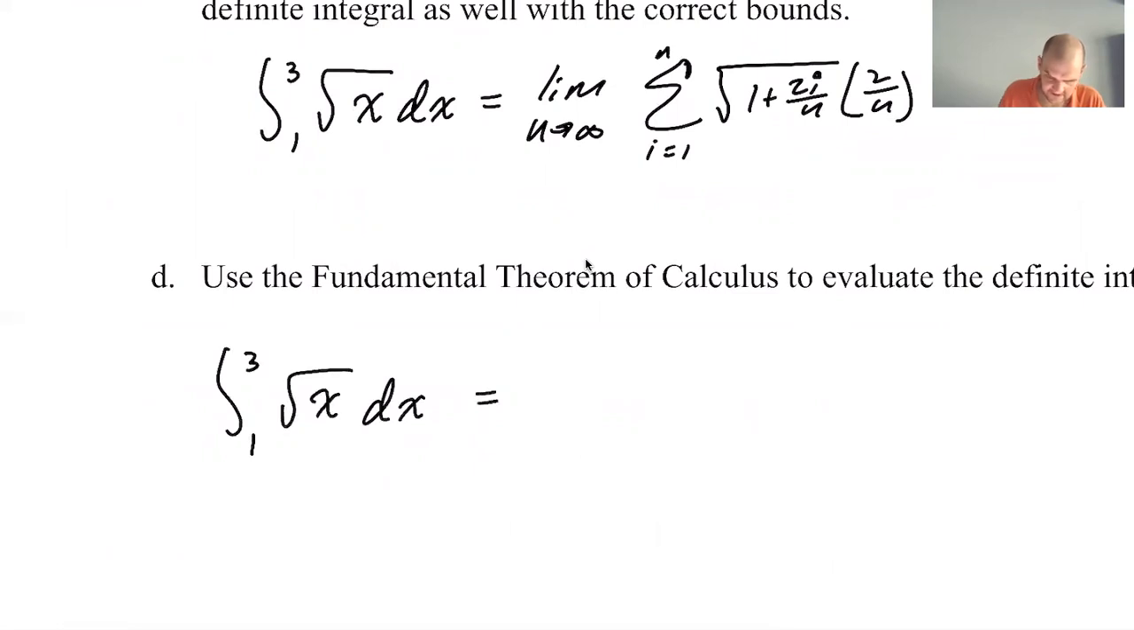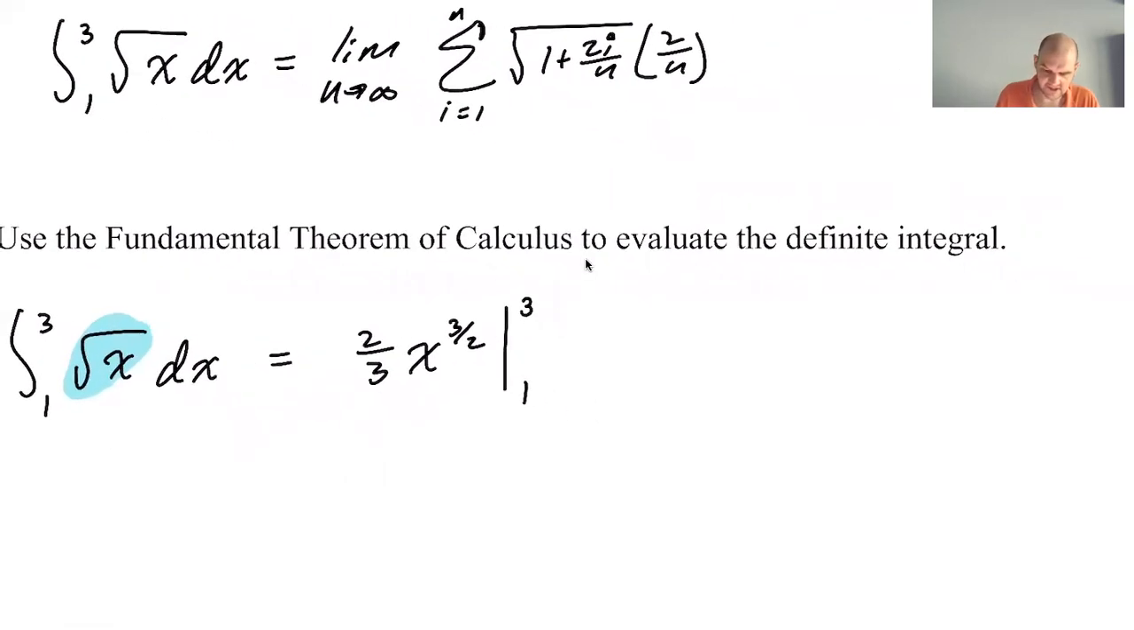All right, I need an antiderivative of this. So this is x to the 1/2. I'm going to add 1, get 3/2. So 2/3 x to the 3/2. And then from 1 to 3. This is the weird notation that you use. You put the lower bound and the upper bound. I think this is the first time we've done that. So this is our antiderivative.